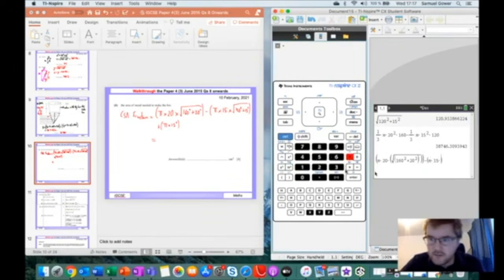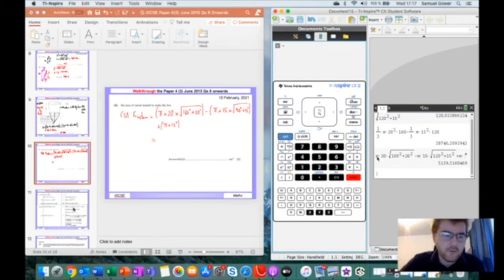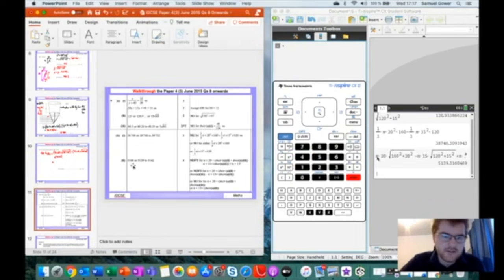19 times, open brackets, square root, 120 squared, 15 squared, get brackets, plus, and then we want this part now, so we've got y, some part of it, where we hope everything works out. This answer, which it is, good, that should be exactly as it is, 5,139. Okay, in fact, I think my answer is more accurate from theirs because they've rounded too early.